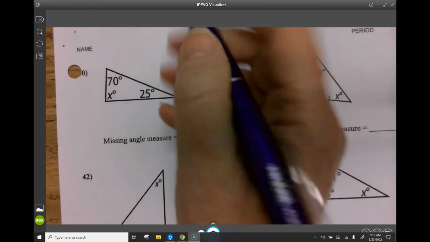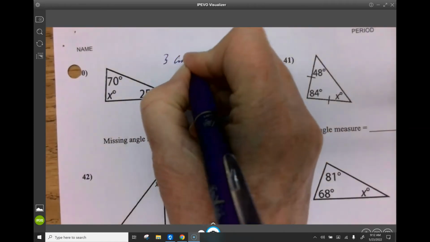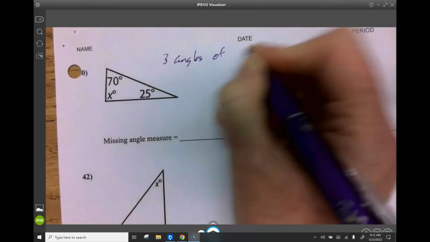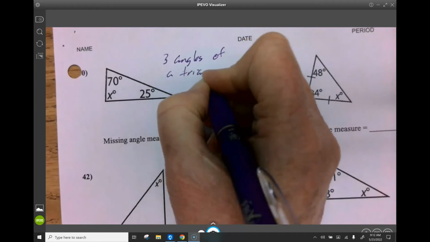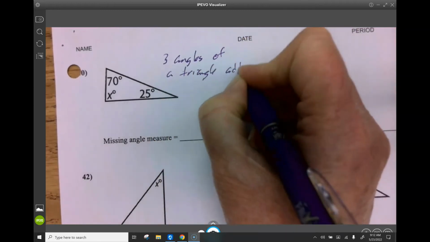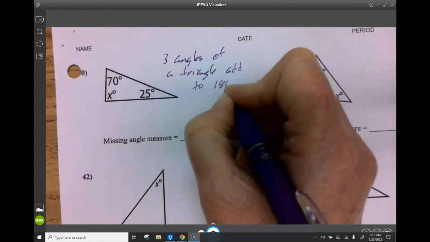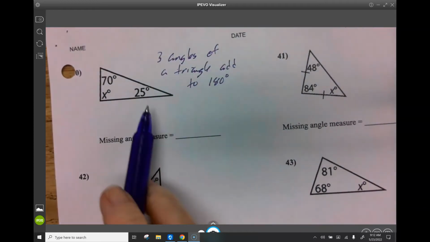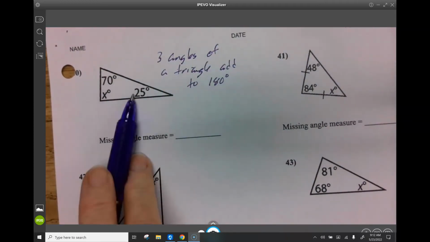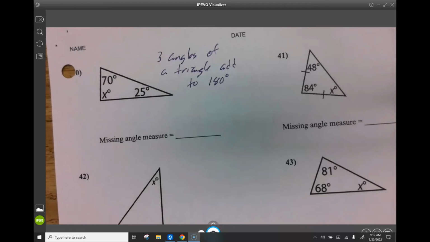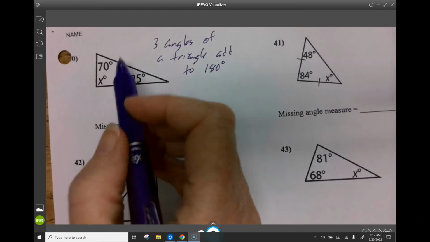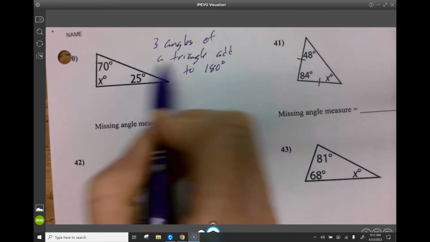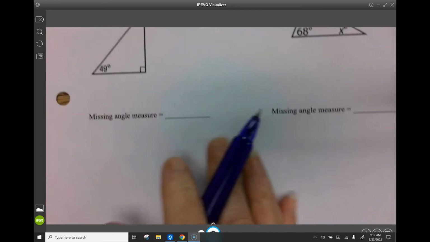Now here we're using that the three angles of a triangle add to 180 degrees. So that has to add up to 180 degrees. So you're going to write an equation for each of these, or you can just go through and subtract. You can add these two together, subtract from 180, and find out that side. Same thing on all of these.